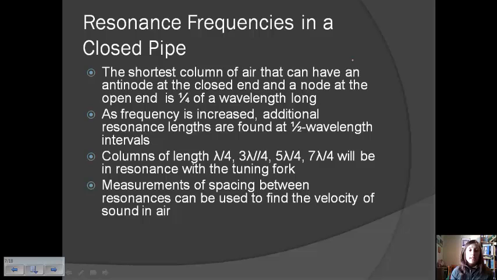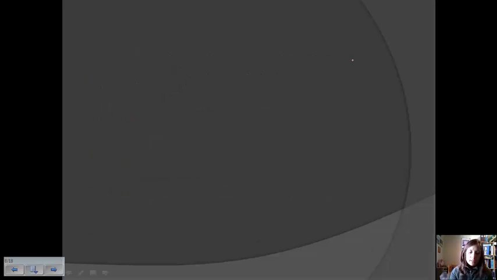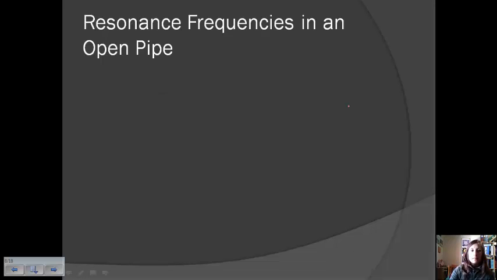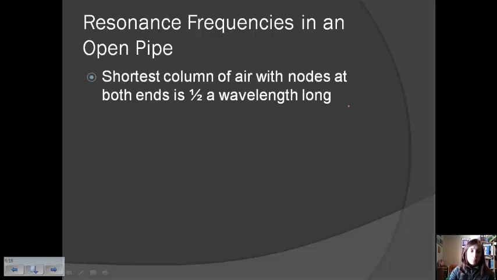So the measurements of spacing between the resonances can be used to find the velocity of sound in air. And we'll look at some problems on how to do that. Some examples of closed pipe resonance instruments would be a clarinet or like a seashell, if you've ever listened to a conch shell. And it sounds like the ocean. Okay, so here's some examples of the waves and the resonance at different intervals of this shortest wavelength or shortest distance.